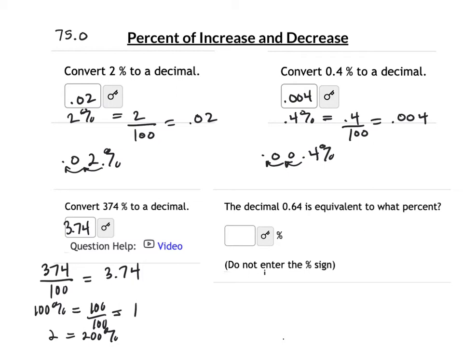The decimal 0.64 is equivalent to what percent? Well, 0.64 is 64 100ths, 64 over 100, which is 64%. This time we're moving the decimal 2 places the other direction to make it 64.0. 64%.